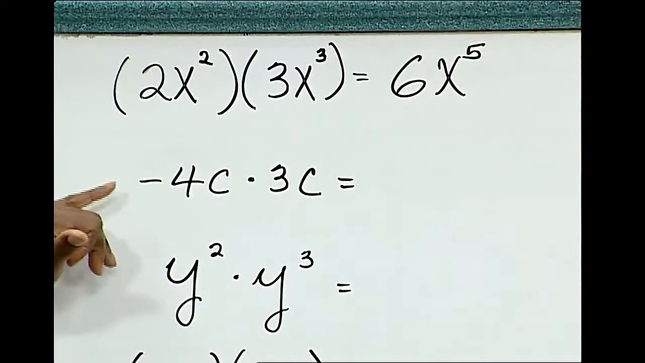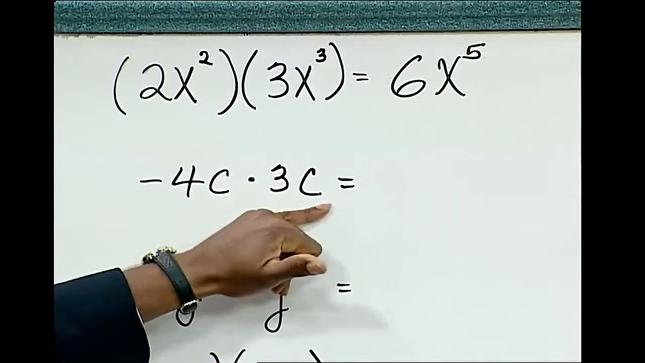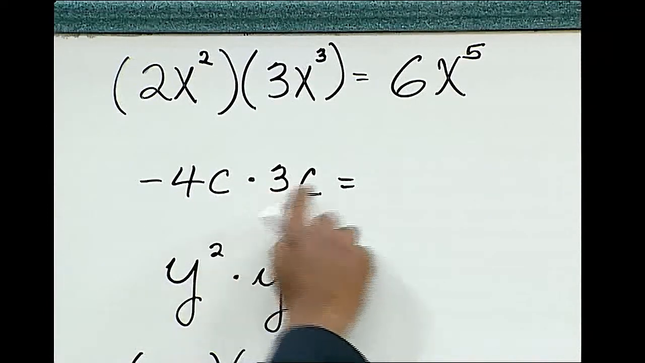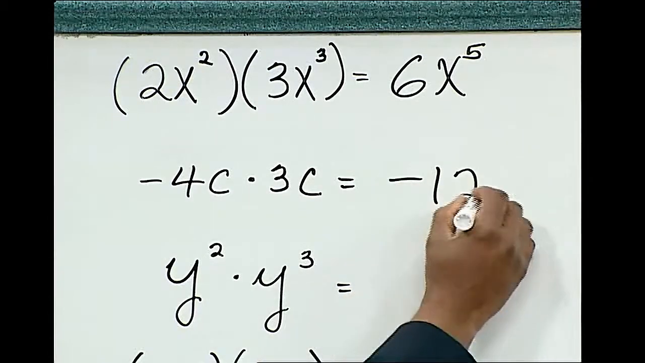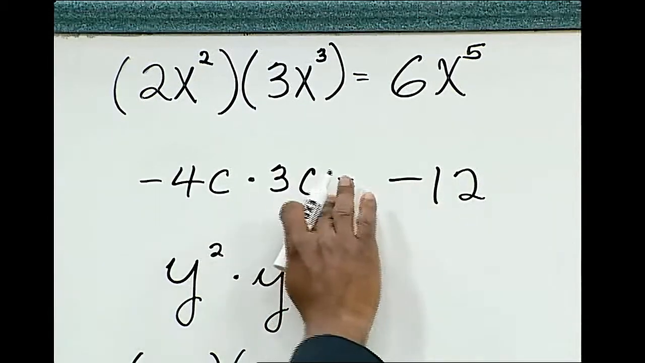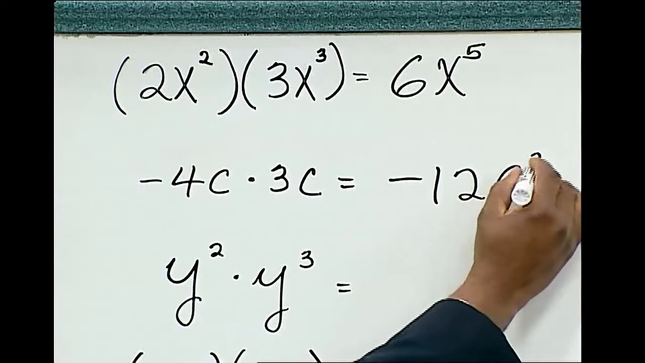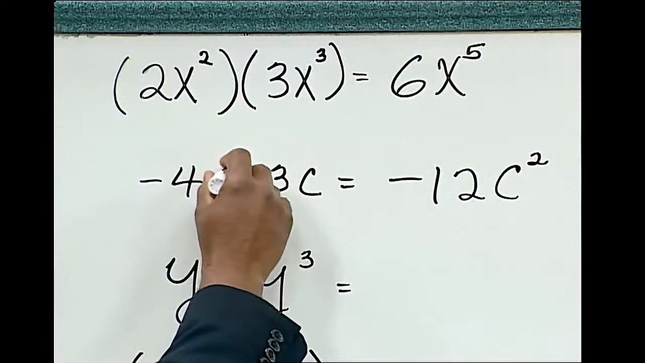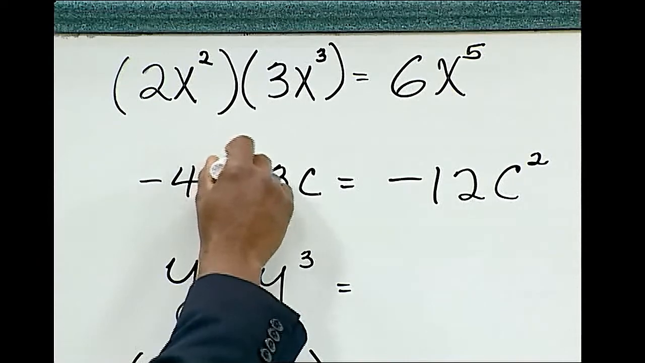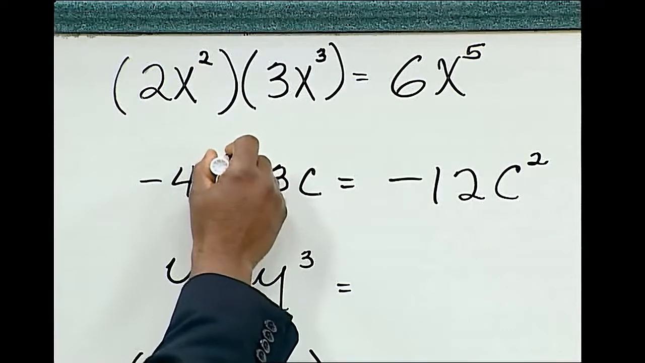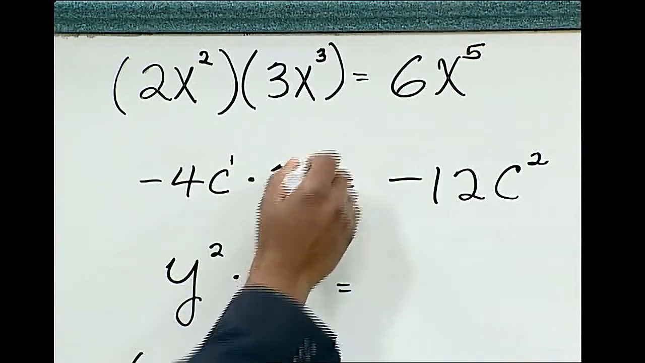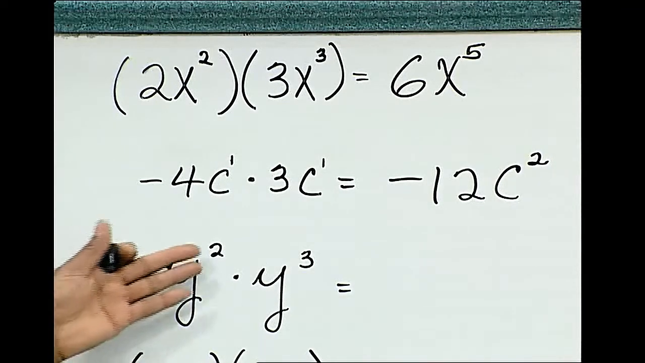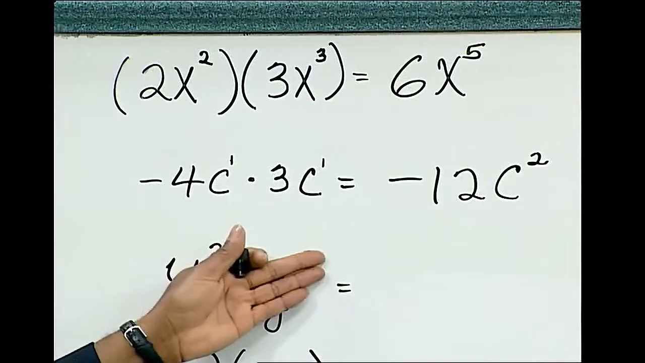Example 2: negative 4c times 3c. Multiply negative 4 times a positive 3 is equal to negative 12. C times C is equal to C to the second power. Remember that the exponent of this C is a 1, because when no exponent is present, it's understood to be an imaginary 1.